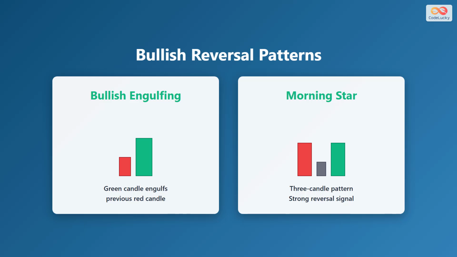Multiple candlesticks can combine to form powerful reversal patterns. The bullish engulfing pattern consists of two candles where a large green candle completely engulfs the previous red candle, suggesting a strong shift from bearish to bullish momentum. The morning star is a three-candle pattern that appears at the bottom of a downtrend. It consists of a long red candle, followed by a small indecisive candle, and then a strong green candle, signaling that buyers are taking control and a reversal is likely.